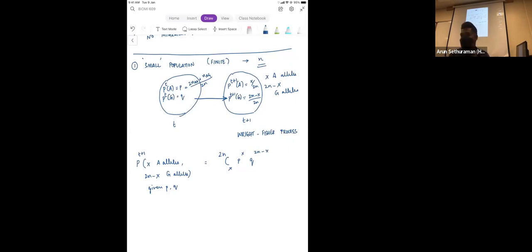It can be written using this formula: 2N choose X, P, which is the frequency of the allele in the previous generation, to the X, so you have X total copies of the A allele, Q to the 2N minus X. And by the way, Q is 1 minus P, so really there's only 1 degree of freedom here, because there's only one parameter. If you have P, you can get Q. So this is just 2N choose X, P to the X, 1 minus P to the 2N minus X.